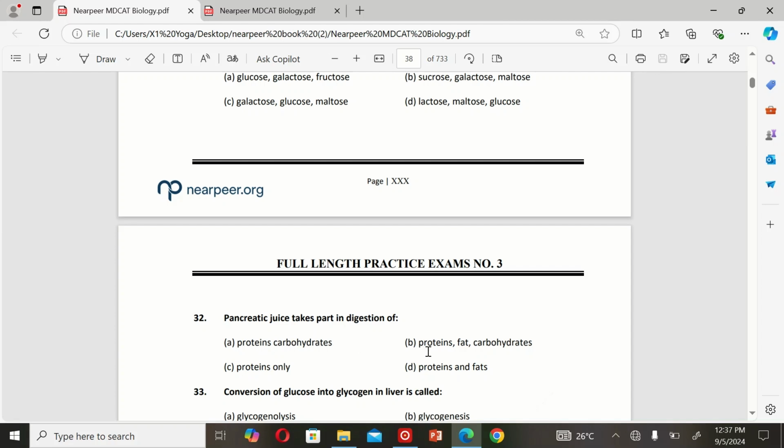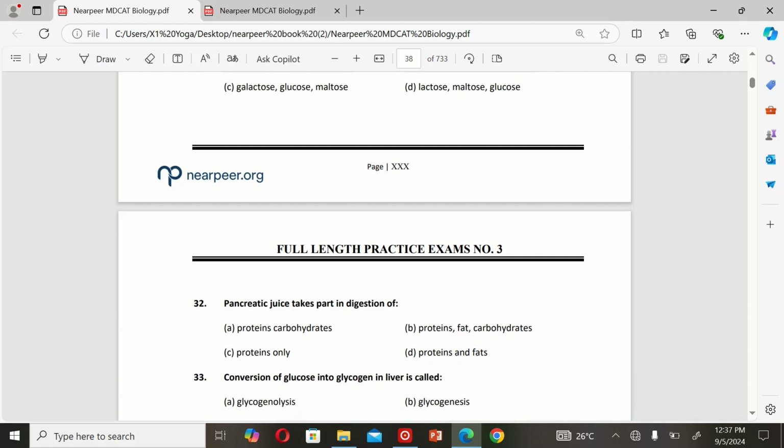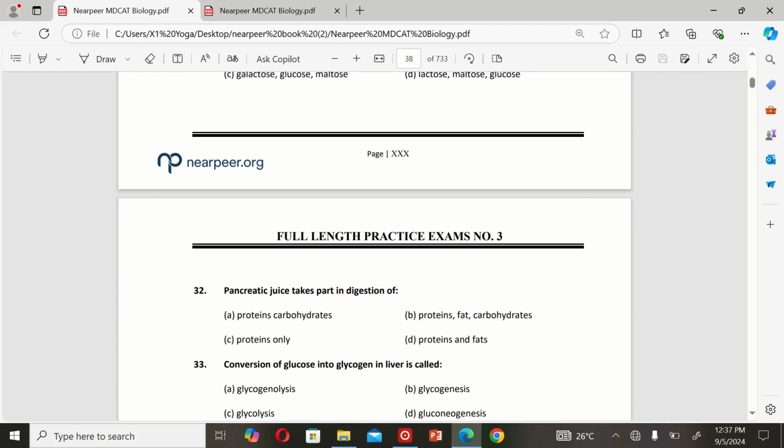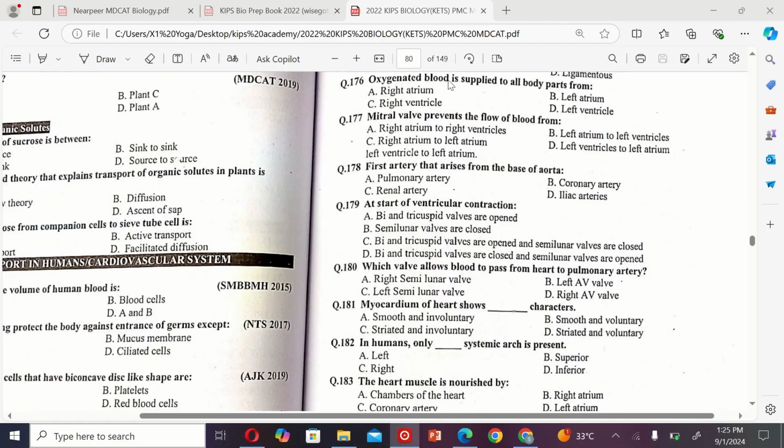The next MCQ is: pancreatic juice takes part in digestion of A. Proteins, carbohydrates, B. Proteins, fats, carbohydrates, C. Proteins only, and D. Proteins and fats. So the correct option is B. Proteins, fats, and carbohydrates.